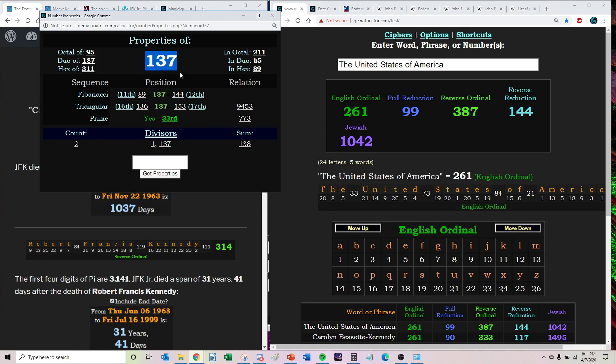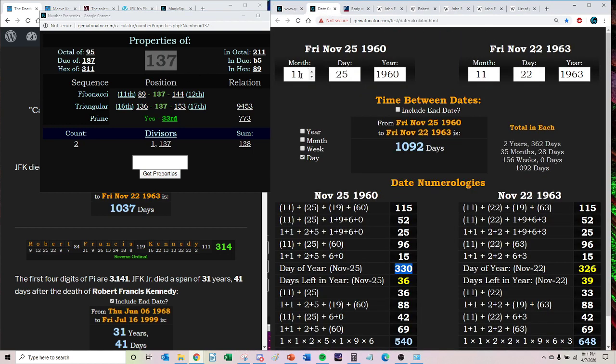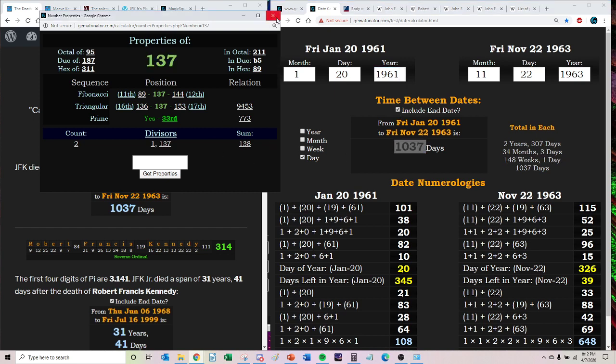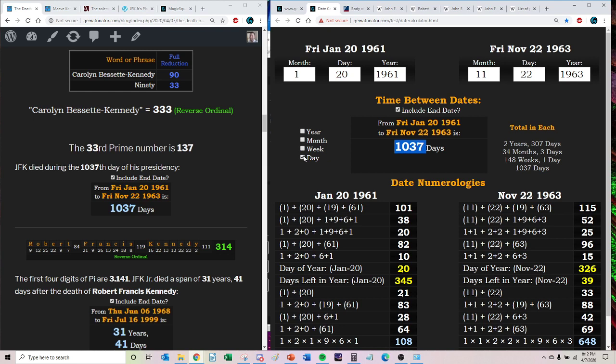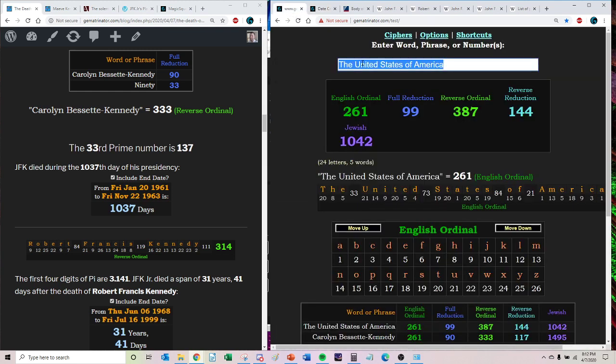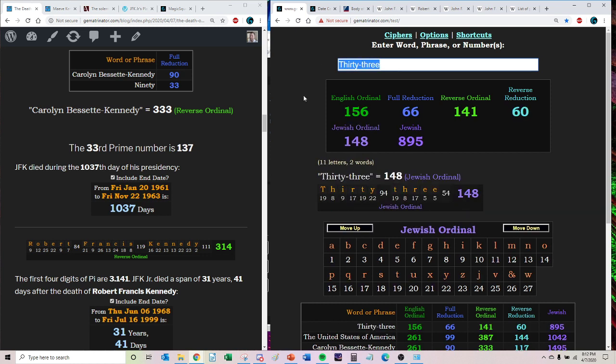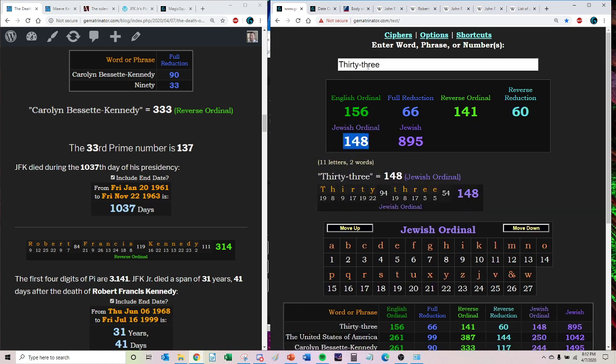The 33rd prime number is 137. JFK was assassinated in his 1037th day in office. Furthermore, what I just realized is that this is also exactly 148 weeks. In Jewish ordinal Gematria, 33 equals 148.